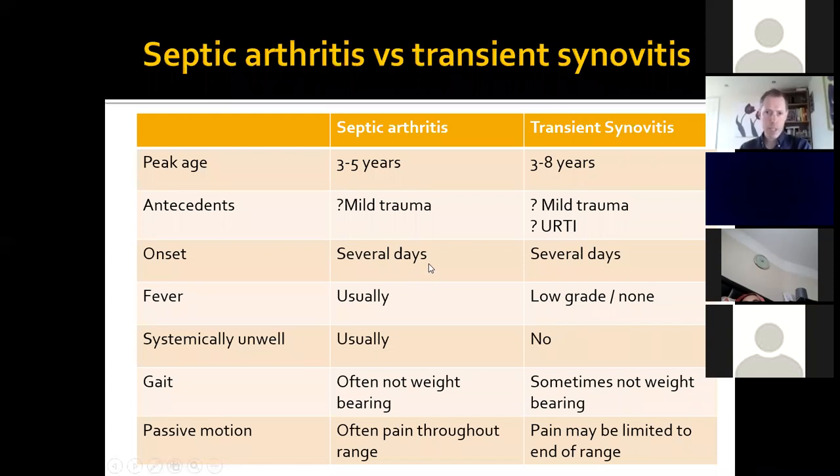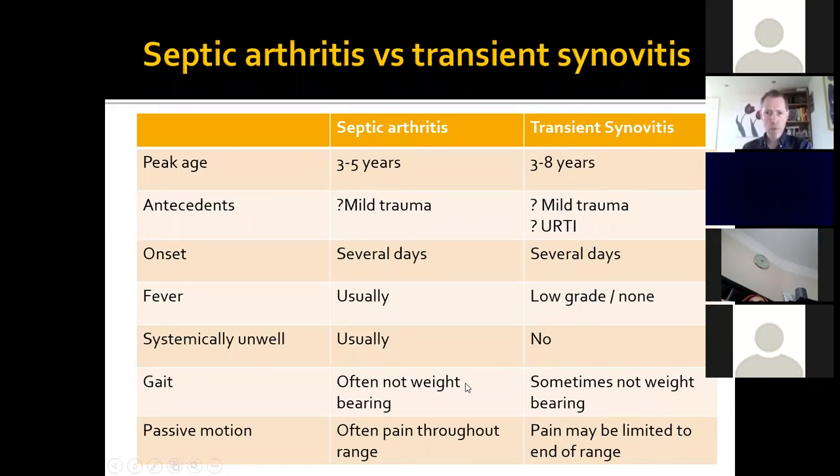They have similar onset, often over several days of symptoms. Fever is one of the more discriminatory features in that a child with a very high fever is more likely to have a septic arthritis than a transient synovitis. You shouldn't really be having high-grade fevers with transient synovitis. A child with septic arthritis often looks systemically unwell, but not always at the start of their illness, whereas the child with transient synovitis should not be systemically unwell.